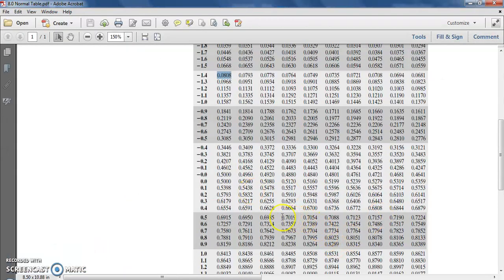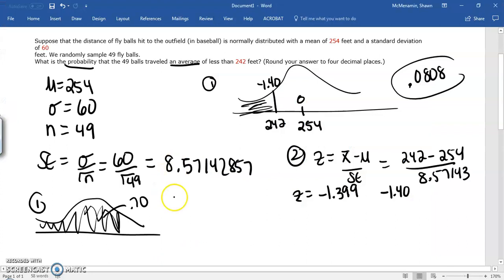0.70 is right here, either these two. I'm going to use this one. That corresponds to a z-score of 0.5012, so 0.52. So my z is 0.52. That's the second step, was to go to the chart.